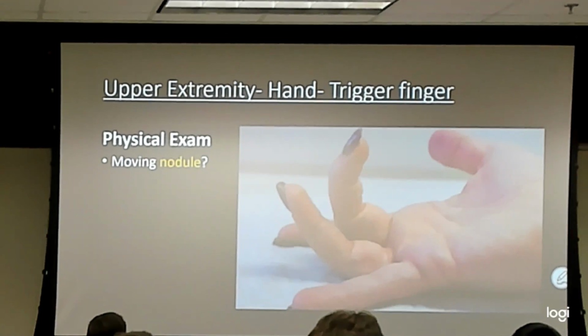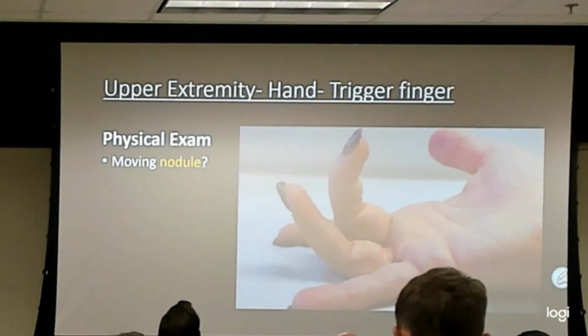Okay, so you should be able to palpate a moving nodule kind of at that distal palmar crease right over the metacarpal phalangeal joint on the palmar side. And then you may be able to appreciate clicking or catching.